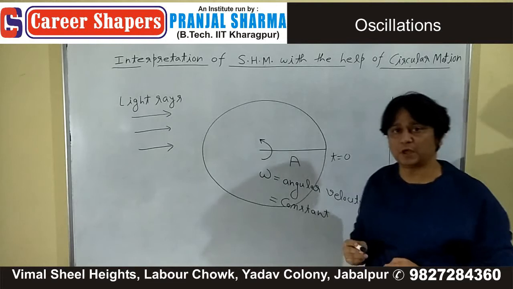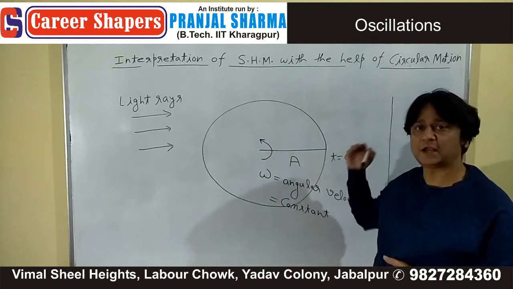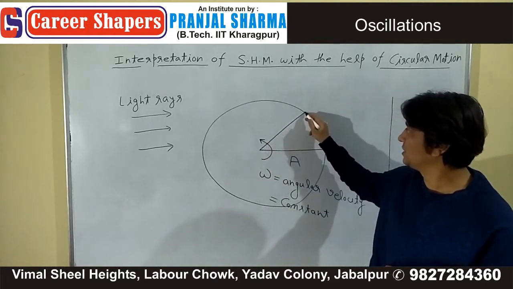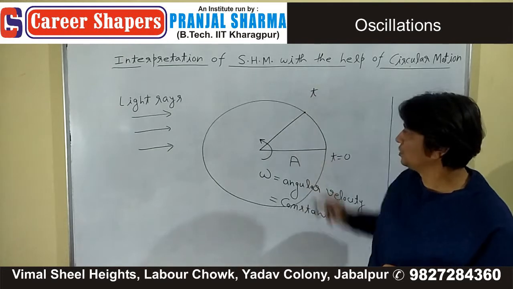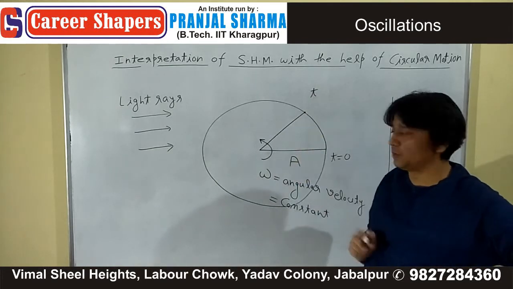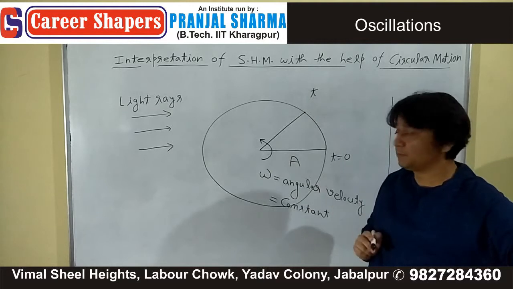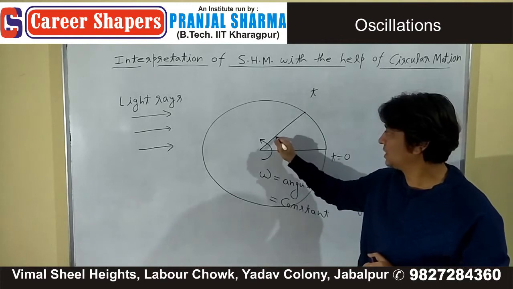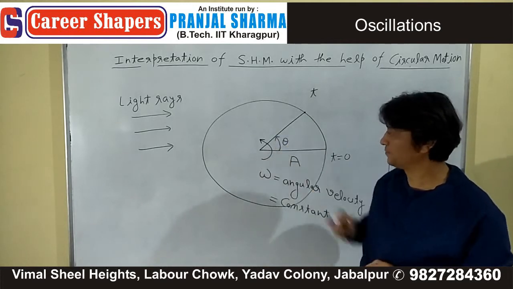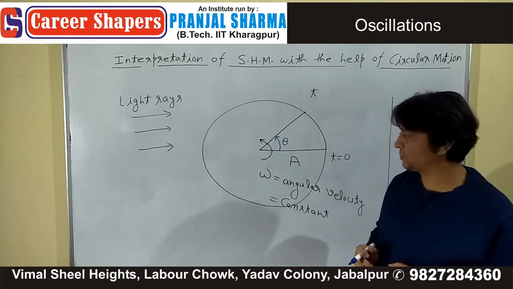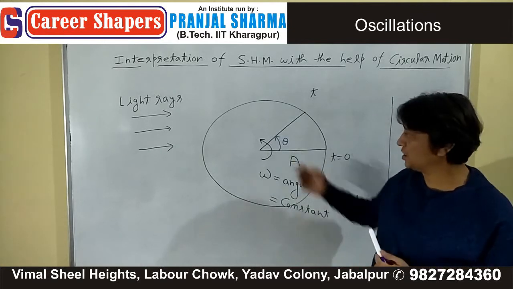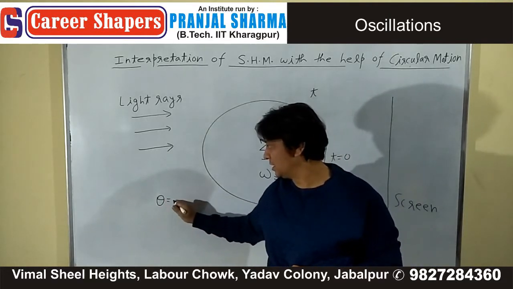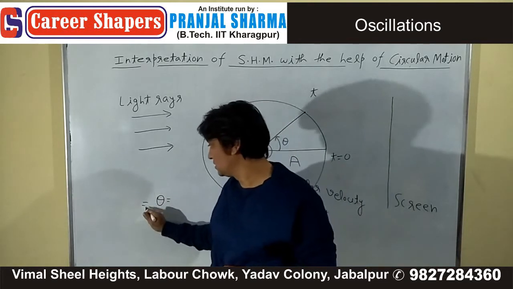Now, if I ask you where this rod will be at time t, small t, you will say that at some time t, you found that the rod is present over here. This is the position of the rod. Then, what is theta? Angular displacement.